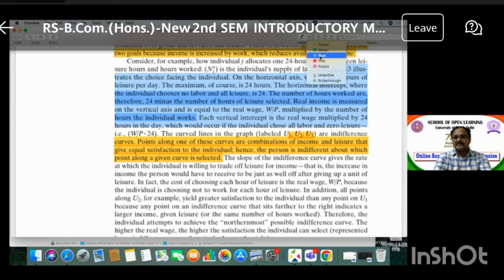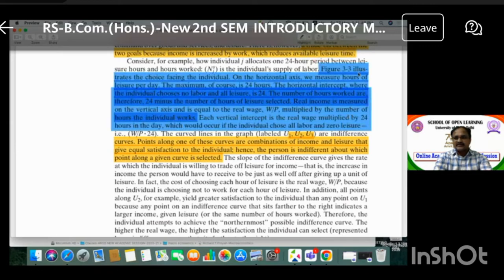I can highlight it here, dear students. Figure 3.3 illustrates the choice facing the individual. On the horizontal axis, the x-axis, we measure the hours of leisure per day, and the maximum is 24 hours. At the horizontal intercept the individual chooses no labor, all leisure, 24 hours. The number of hours worked is therefore 24 minus the number of hours of leisure selected.